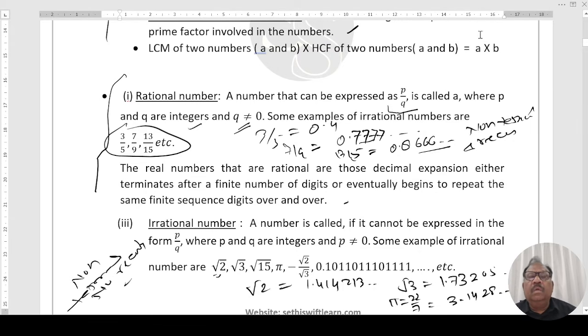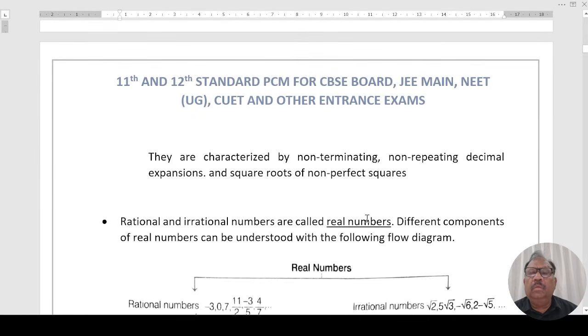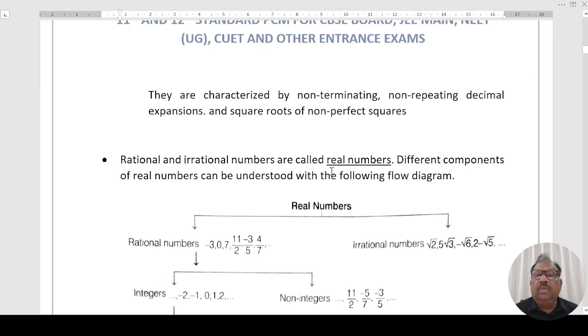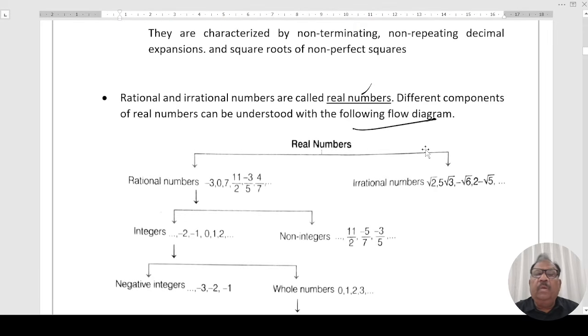Now, regarding composite numbers, whole numbers, real numbers, right? Now, let's start. Regarding the number system: rational and irrational numbers are called real numbers. Different components of real numbers can be understood with the following diagram. A rational number is also a real number, an irrational number is also a real number.